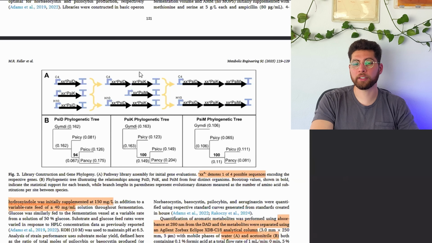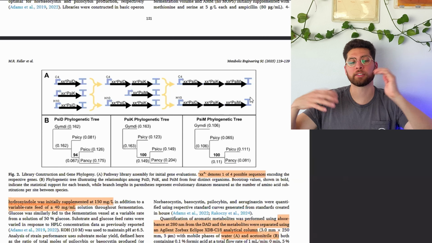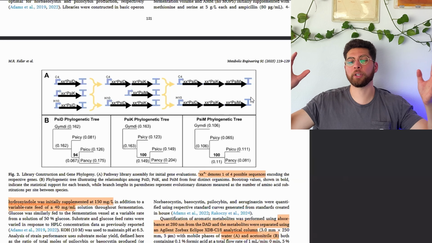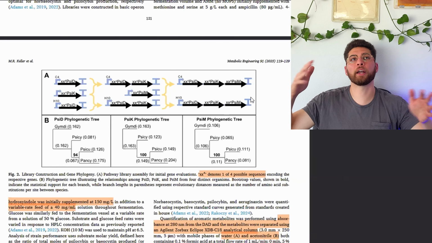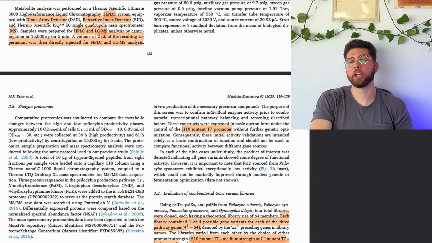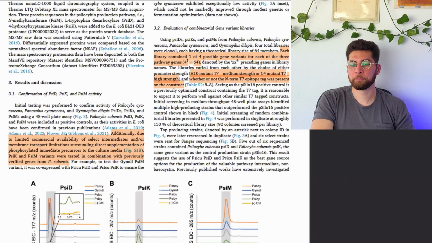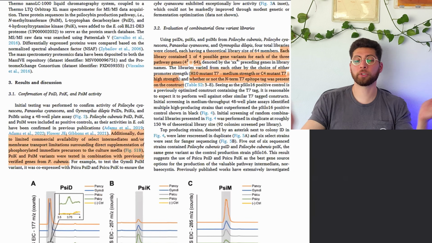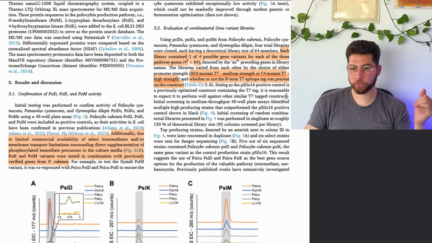Sorry, psi D is first here, psi K is second, and these are two different promoters. And then you can also have all of the genes driven by the same promoter. So basically this is a schematic showing the different ways that we can combine the genes and different promoters to optimize their activity. So moving on here, they're saying they created a potential library size of 64 mutants.